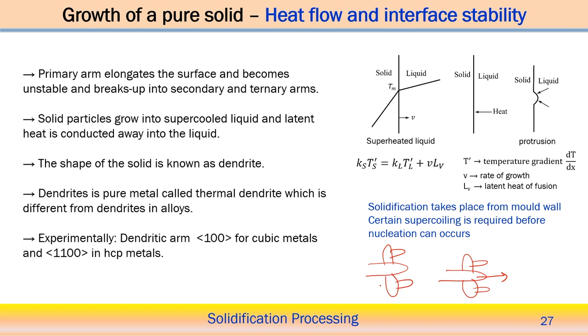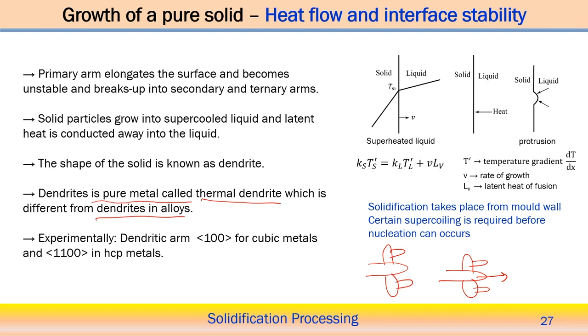This is normally called the dendritic structure. This dendritic structure in the case of pure metal is actually called the thermal dendrite, which is different from the dendrite system in alloy. In pure metal, it is called the thermal dendrite because diffusion is mainly controlled by heat conduction only. It is completely different from dendrites in the alloy system, because dendrites in alloys are also influenced by the solute concentration.